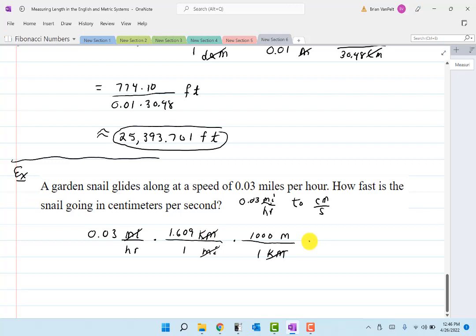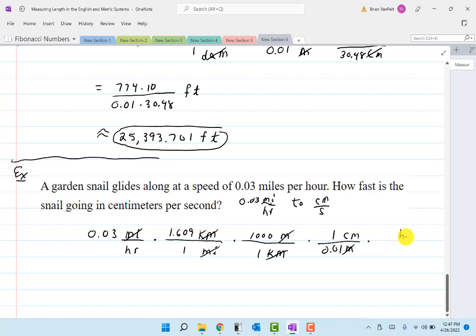Now let me convert to centimeters. So I'm going to have cm on the top and meters on the bottom. I know that 0.01 meter equals 1 centimeter. So I'll wipe those out. And so far what I have is centimeters per hour. I want to convert that hour to seconds so I can continue.